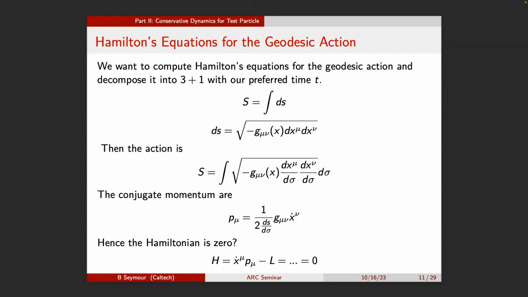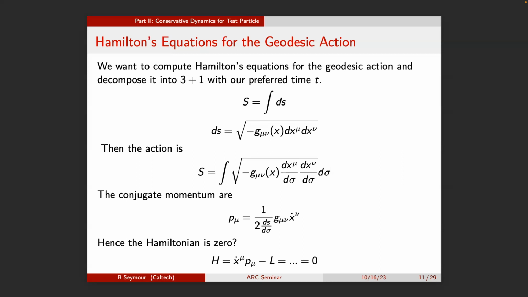So yeah, generally for any parameter like sigma, this is what the action looks like. And then you can figure out what the conjugate momenta are. But the weird thing is, when you look at this, you get a zero Hamiltonian. And then the question is, when you go back, how do I compute Hamilton's equations with a zero Hamiltonian?